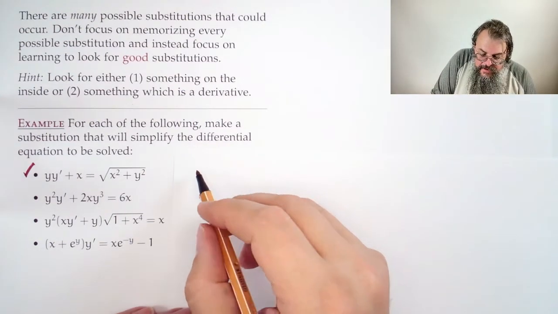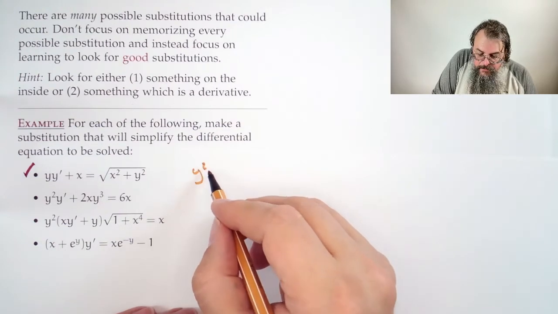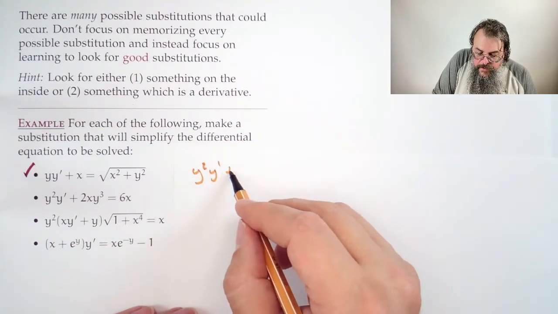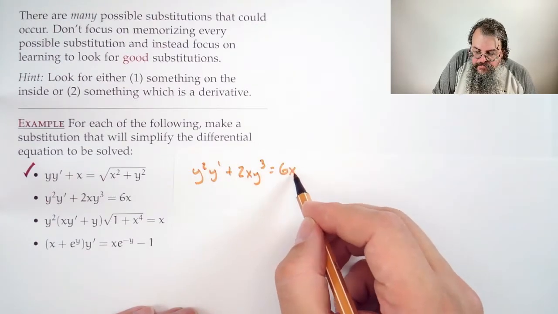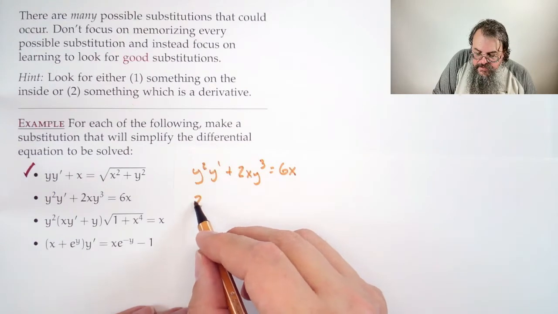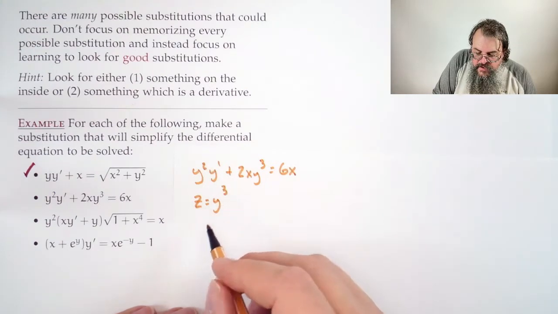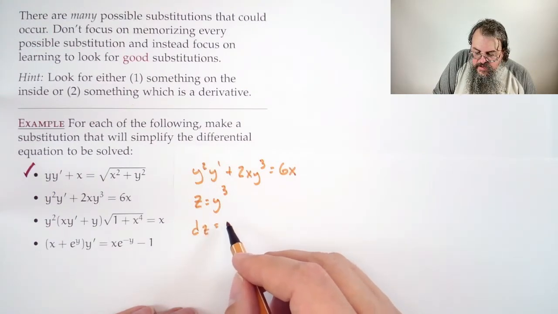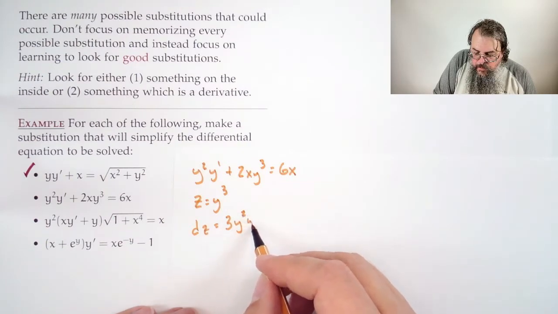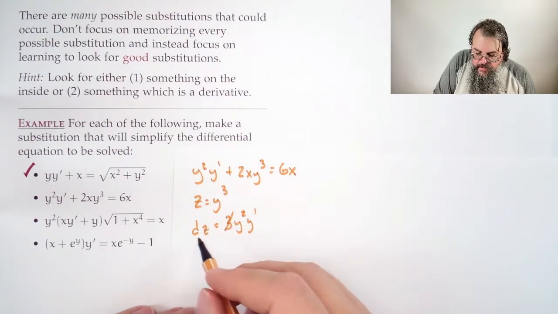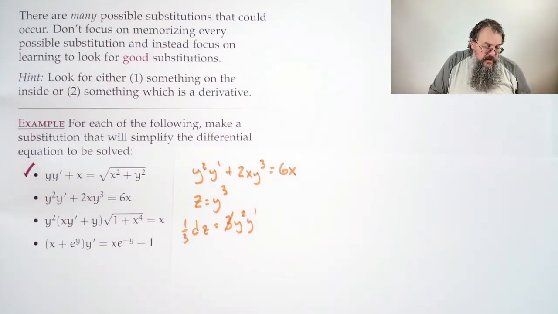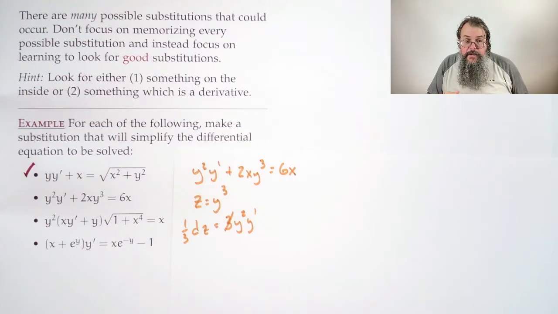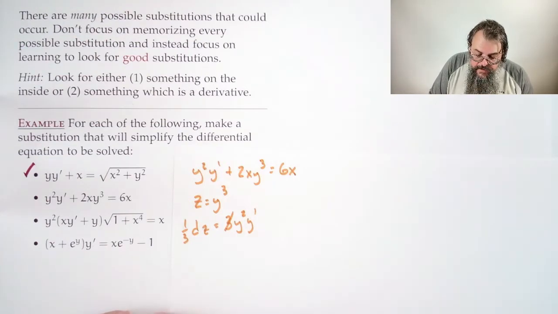All right. So here's our idea. I'm copying it down again. y squared y prime plus 2x y cubed equals 6x. So we're going to make our substitution. z is y cubed. dz is 3y squared y prime. And move that 3 across. So this will update to say the following. Namely, we have, why did I write dz?